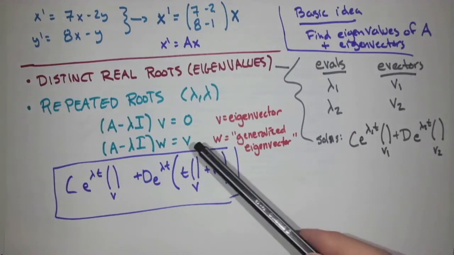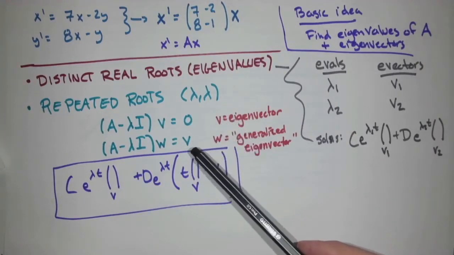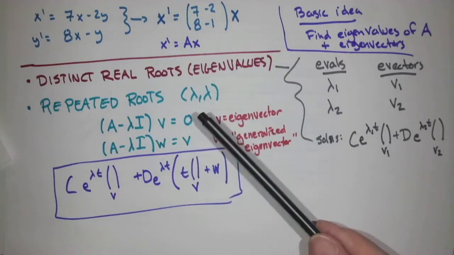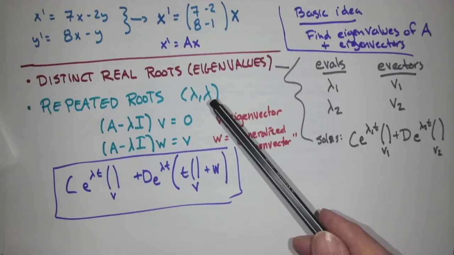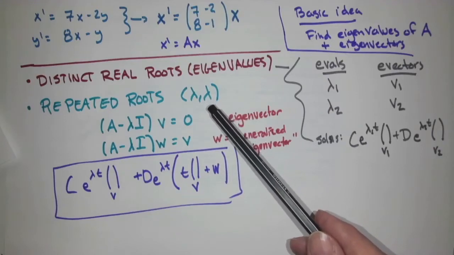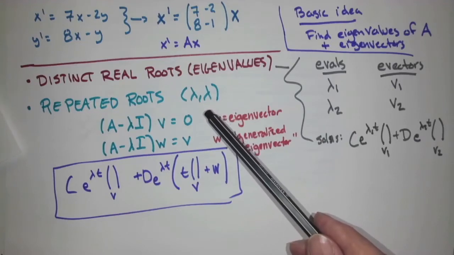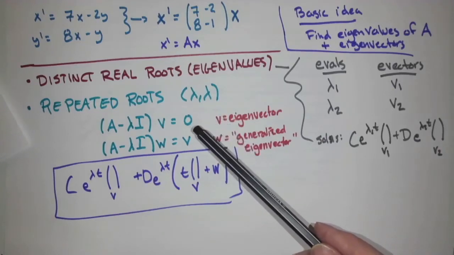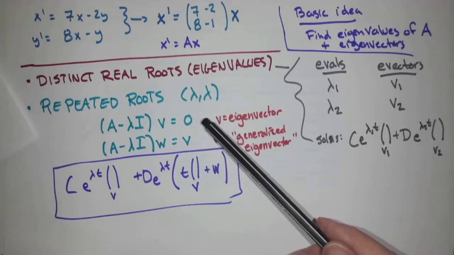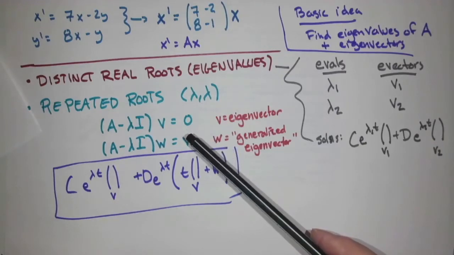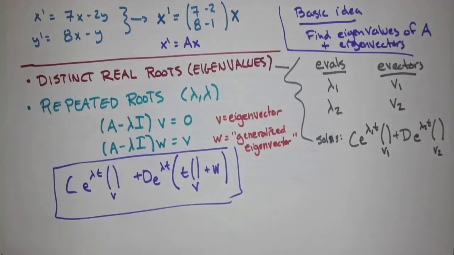And you might say, do we always have to do that for repeated roots? And the answer is, well, if it's 2 by 2 and you have repeated roots, unless it's the most boring system of differential equations you can imagine, yes, you have to do this. And you might say, what's the most boring system? Things like x prime equals 5x, y prime equals 5y. Yeah, that's pretty boring. There's no interaction. So, all right.